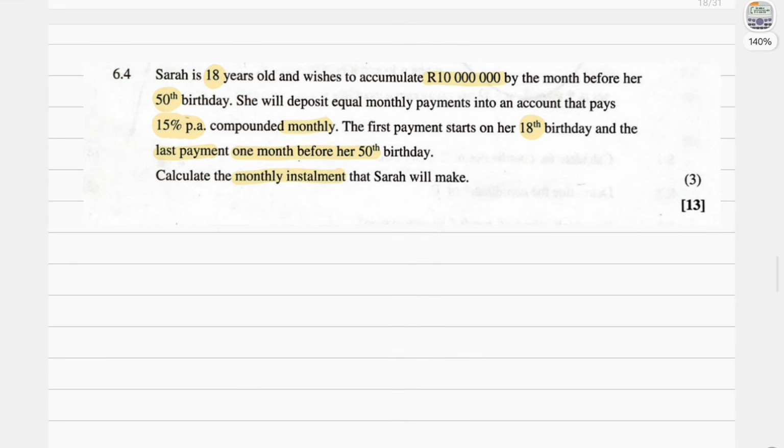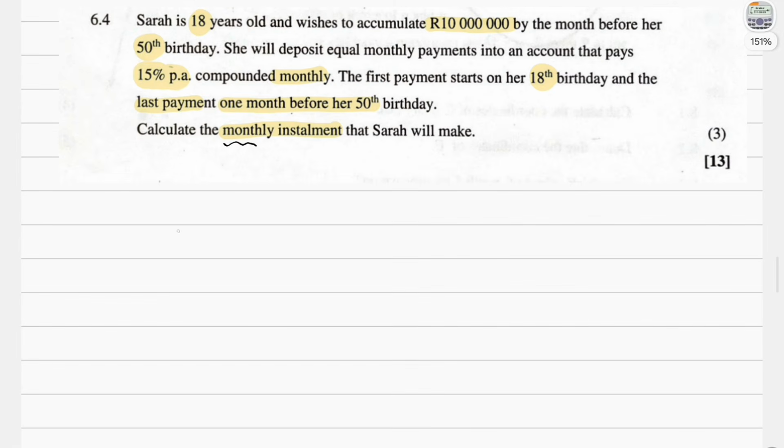So in this situation, Sarah is saving money every month and wants to reach 10 million. So this is a case of future value. So let's look at this timeline first.